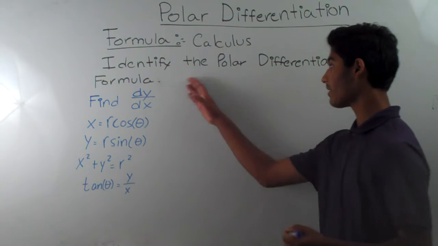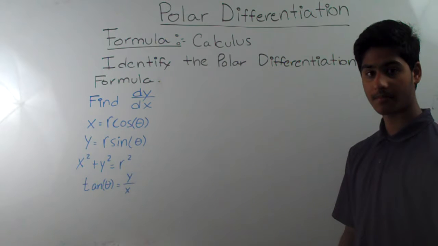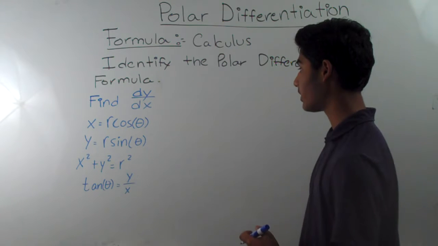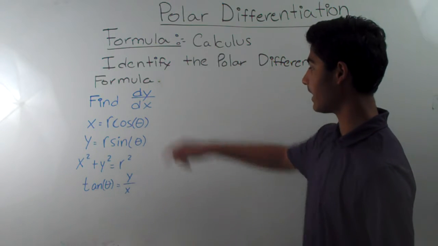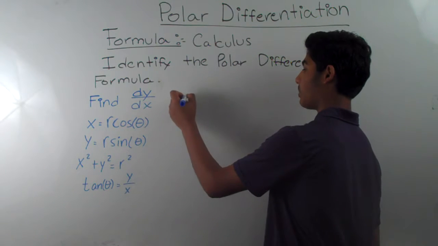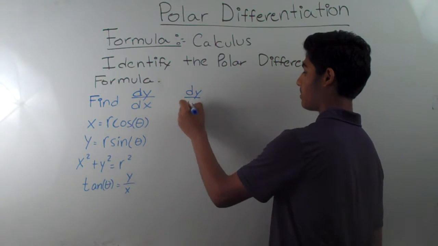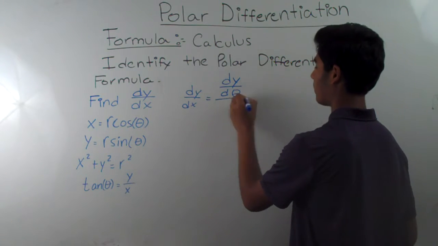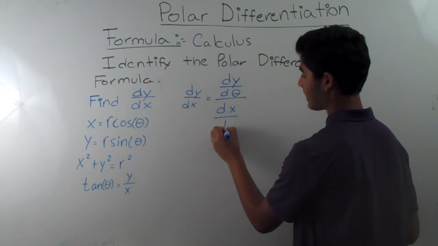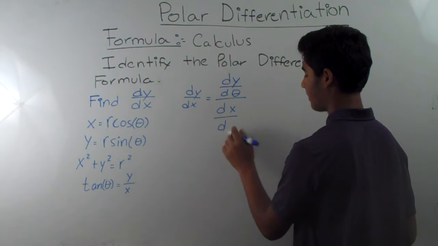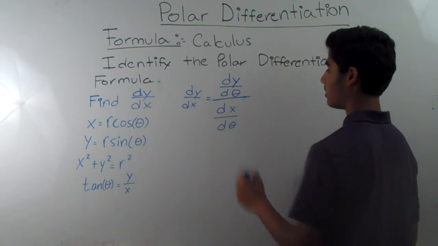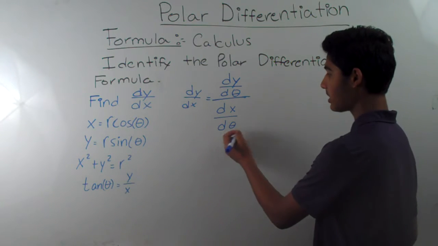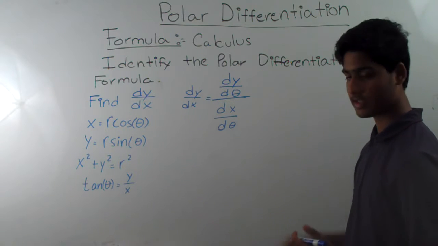Now we have to identify what the polar differentiation formula is. If we remember from parametric equations, dy/dt over dx/dt is the same thing as dy/dx. Following the same logic, dy/dx should be equal to dy/d theta over dx/d theta. And this is equal to dy/dx, because if we use them as fractions, the d thetas will cancel out and we'll be left with dy/dx.